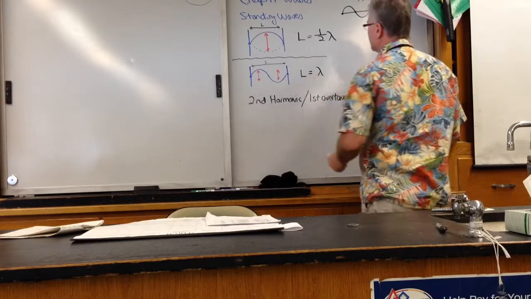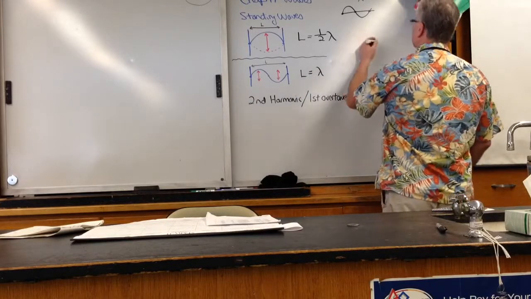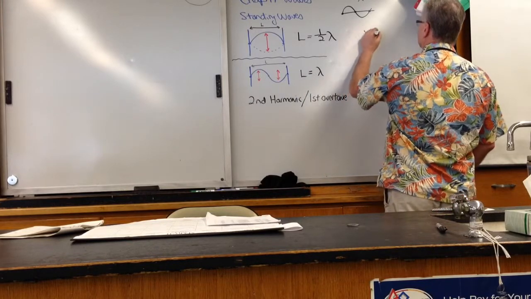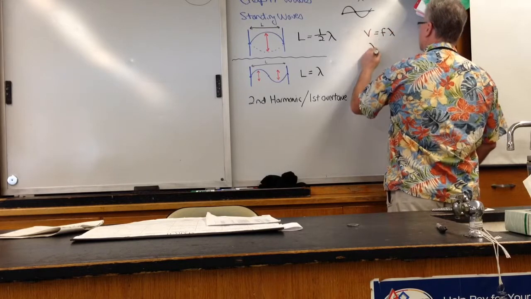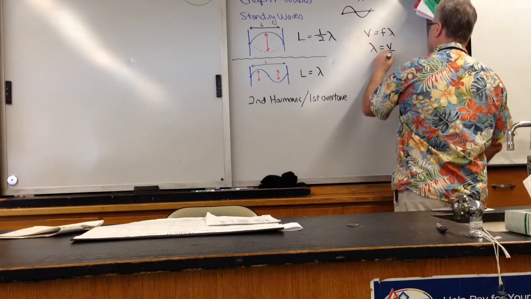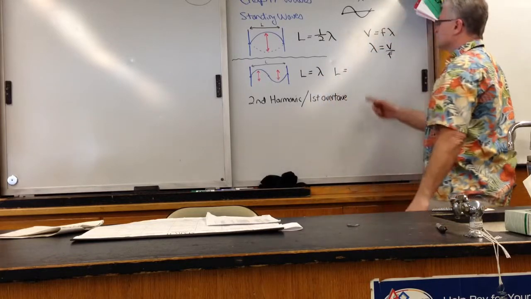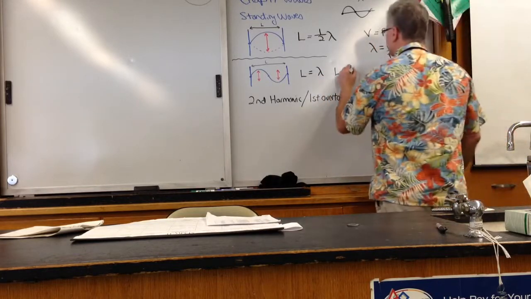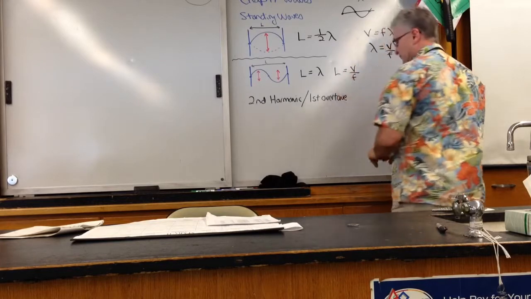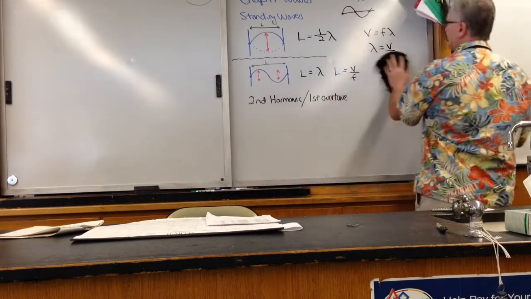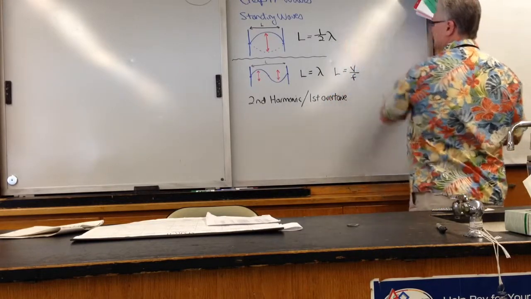So we know that L is equal to lambda, and let's go back and review. We know that V is equal to F lambda. Lambda is going to be equal to V divided by F. So we can rewrite this formula once again. L is going to be equal to, instead of writing lambda, V divided by F. So if we look at that, we can see that we have a frequency and velocity version of this formula.